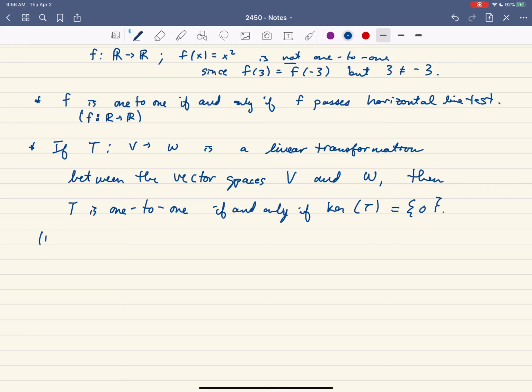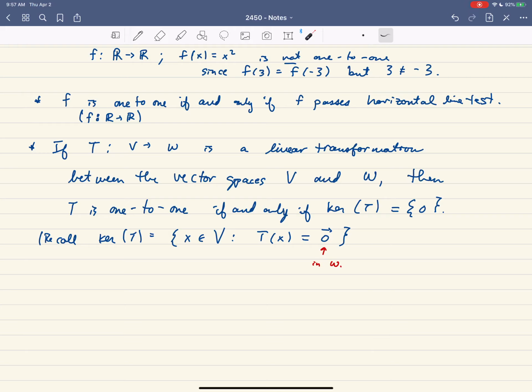Remember, the kernel of T is just the set of all the values in V in the input. So it's the set of all, say, x in V, such that T of x is equal to 0. This is the zero vector in W. So that's what it means for a linear transformation to be 1-to-1.